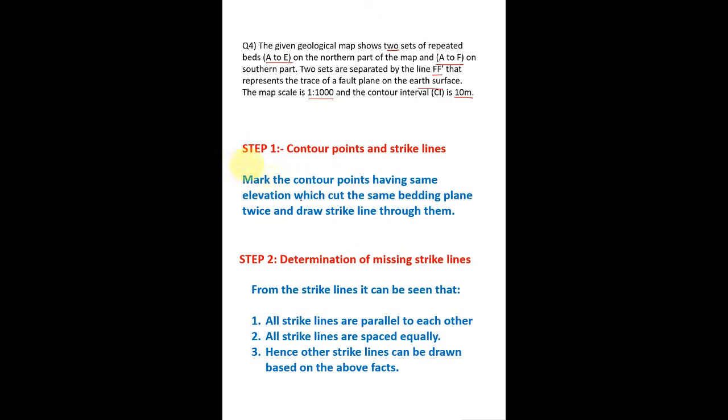Step 1 remains the same, that is, we need to mark those contour points where the bedding junction and the contour lines intersect twice to the same bedding junction. And then step 2 is also combined in this, that we are also going to determine the missing strike lines. So let us see what exactly we need to do.